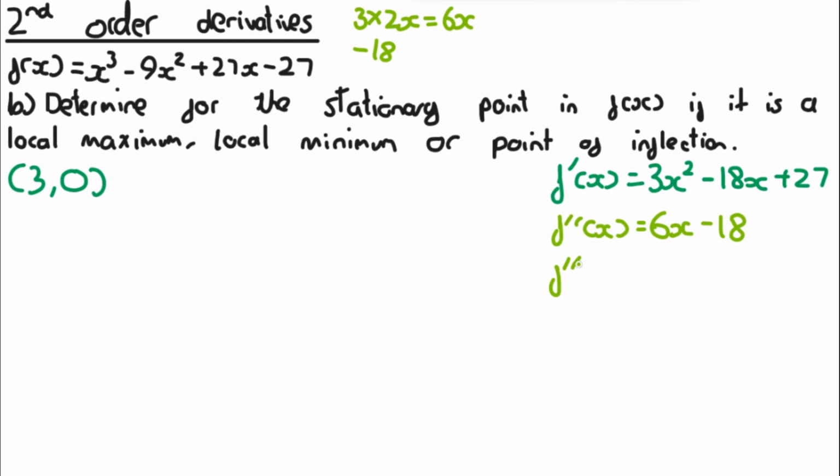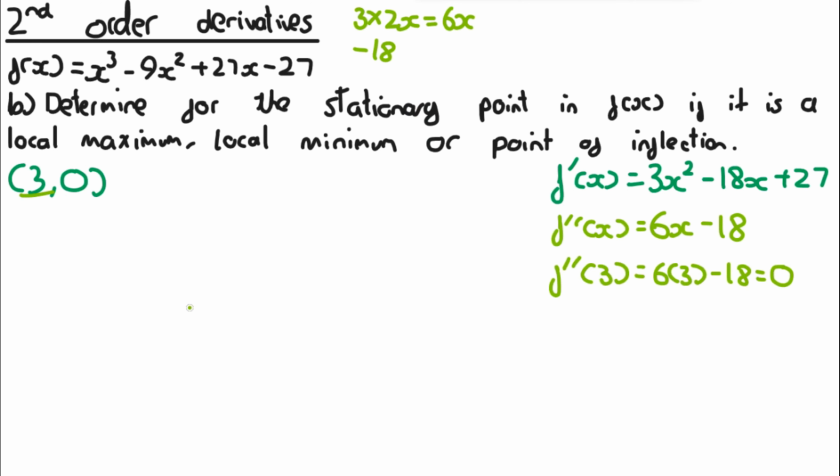So f''(x) is equal to 6x minus 18. And f''(3), the coordinate that we got, is equal to 6 times 3 minus 18, which is equal to 0. So it's the situation we talked about. We have to use the alternate method instead by analysing the points around 3.